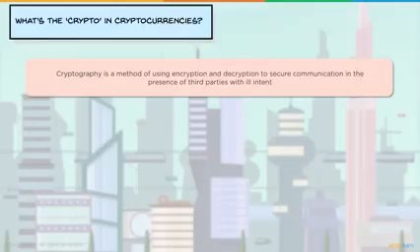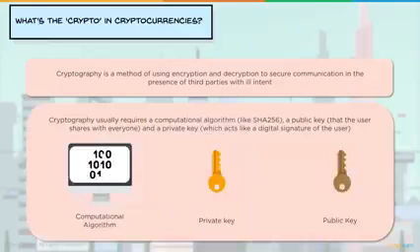What's the crypto in cryptocurrencies? Crypto refers to cryptography. It's a method of using encryption and decryption to secure communication in the presence of third parties with ill intent. This refers to third parties who want to steal your data or eavesdrop on your conversation. Cryptography uses computational algorithms like SHA-256, which is the hashing algorithm that Bitcoin uses, a public key, which is like a digital identity of the user which he shares with everyone, and a private key, which is the digital signature of the user which he keeps hidden.